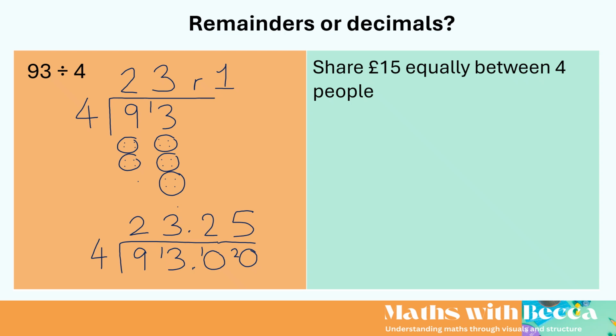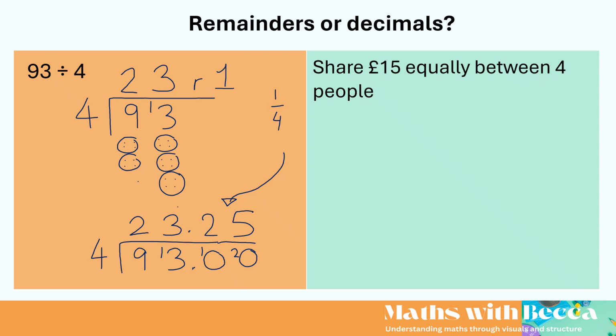So we can either say that it's 23 remainder 1, or we could say the answer is 23.25. You might notice if you get on well with fractions that if there's 1 left over out of a group of 4, that's the same as a quarter, and a quarter is equal to 0.25. You might have made that connection, but if you didn't, it really doesn't matter. It's just something to think about, or another way to connect those numbers.